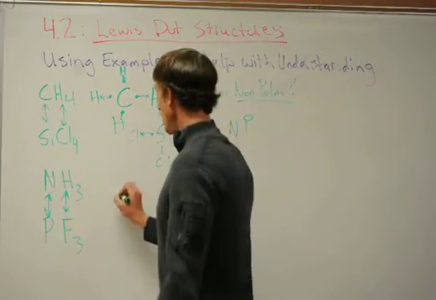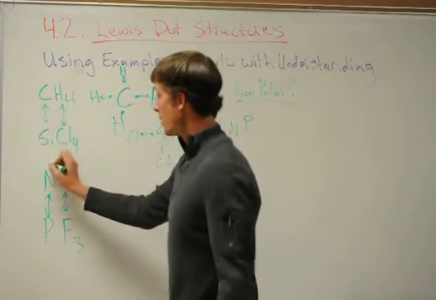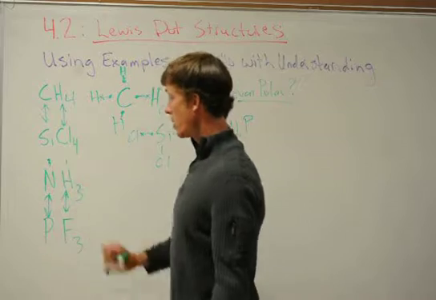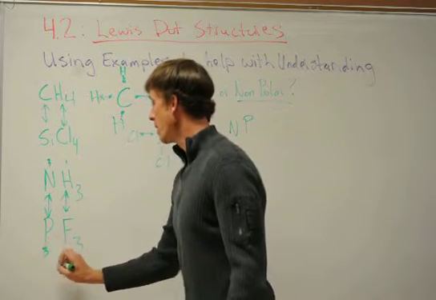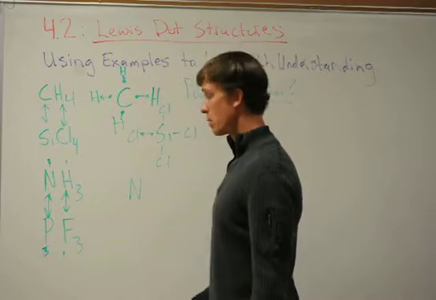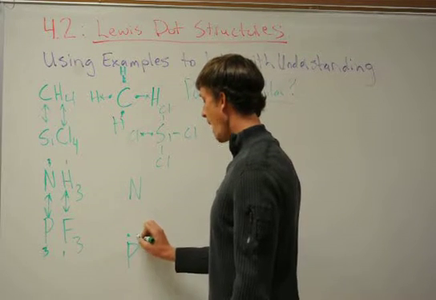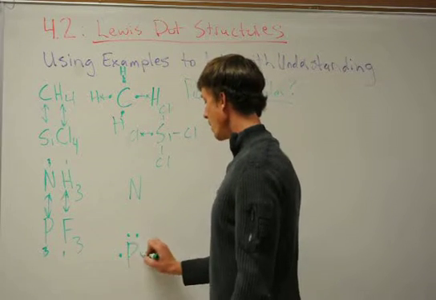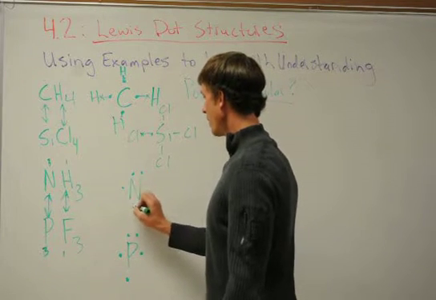Okay, so you can see that I'm going to use the central atom that needs the most bonds. Nitrogen needs 3, hydrogen needs 1. Phosphorus needs 3, fluorine needs 1. So again, I'm going to have nitrogen in the middle for this one, and I'm going to have phosphorus in the middle there. Now, phosphorus has 5. 1, 2, 3, 4, 5. 1, 2, 3, 4, 5.